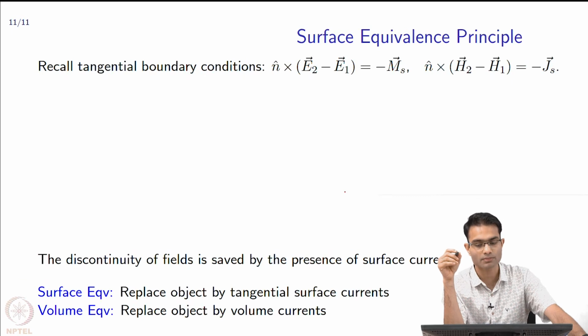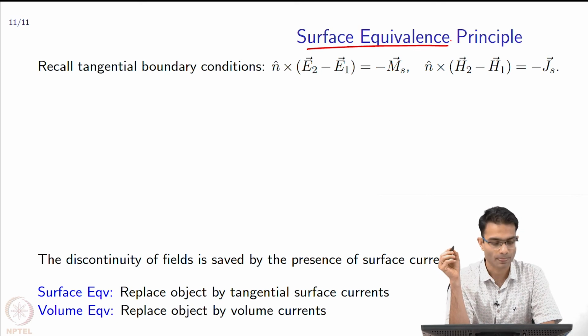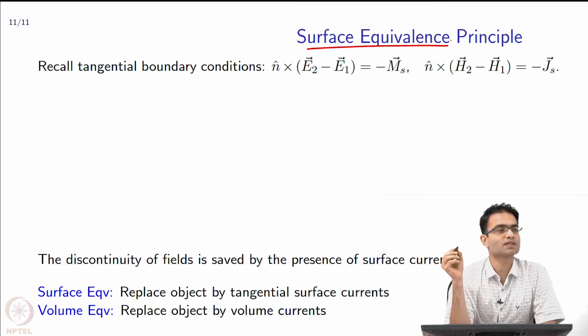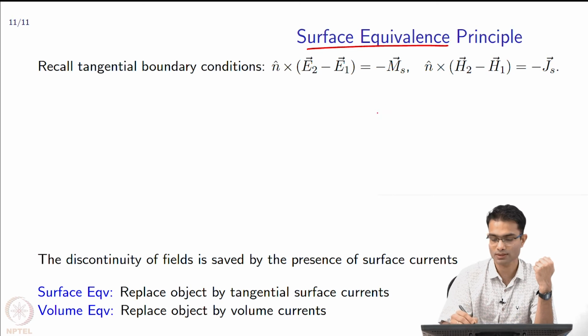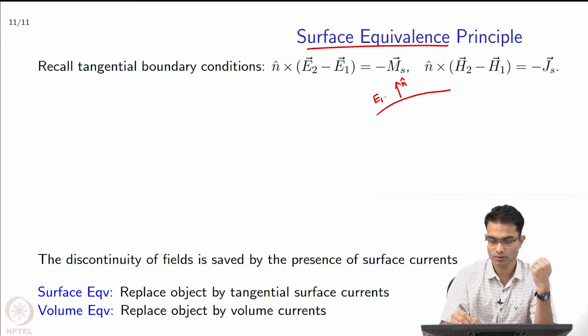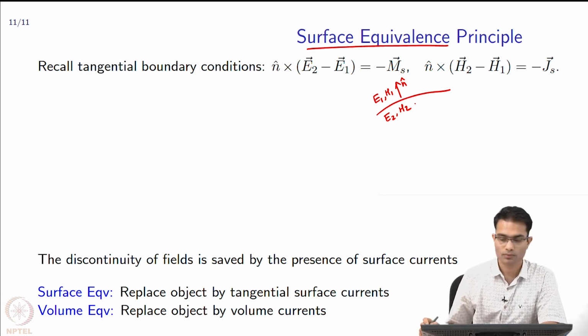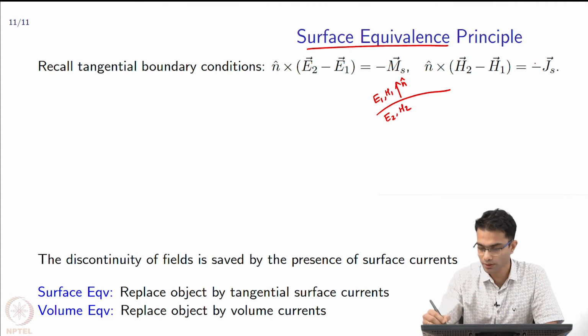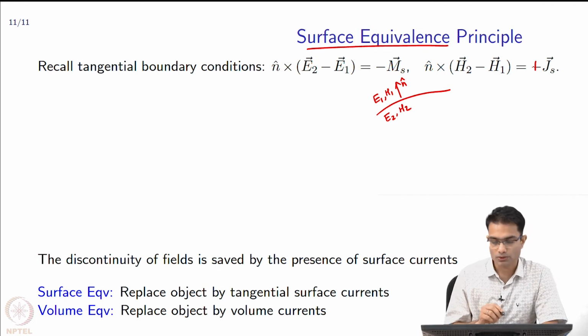The second equivalence theorem is called the surface equivalence principle. As the word suggests, I have to now think of the interface between two objects. There is some normal over here, let us say E1 H1 and E2 H2. Isn't that H2 minus H1 positive Js? Again, the mistake here in the minus sign, this should be plus Js.